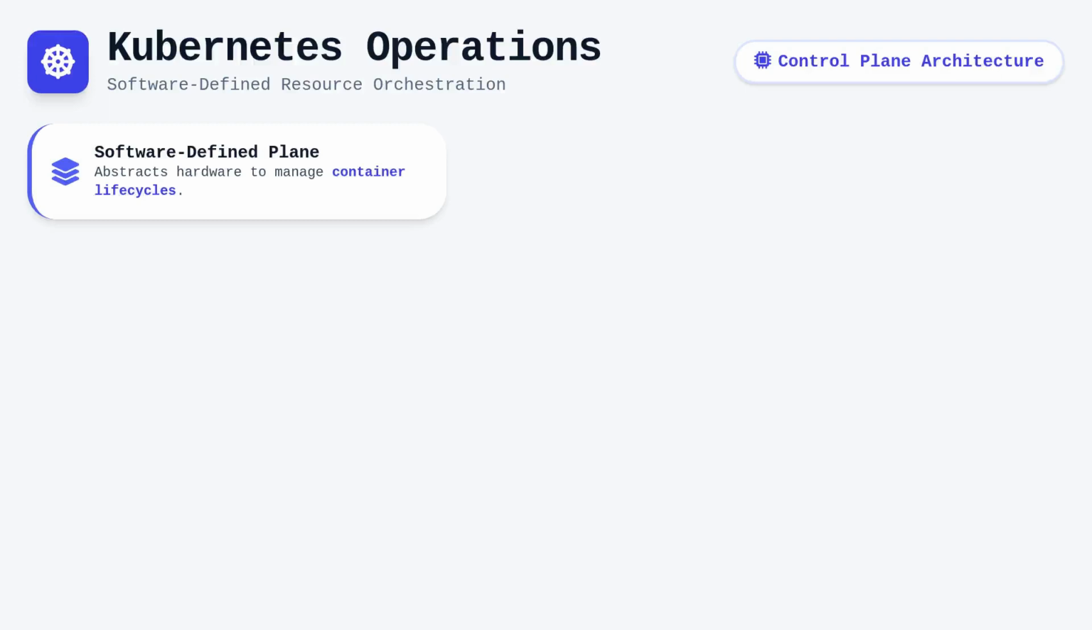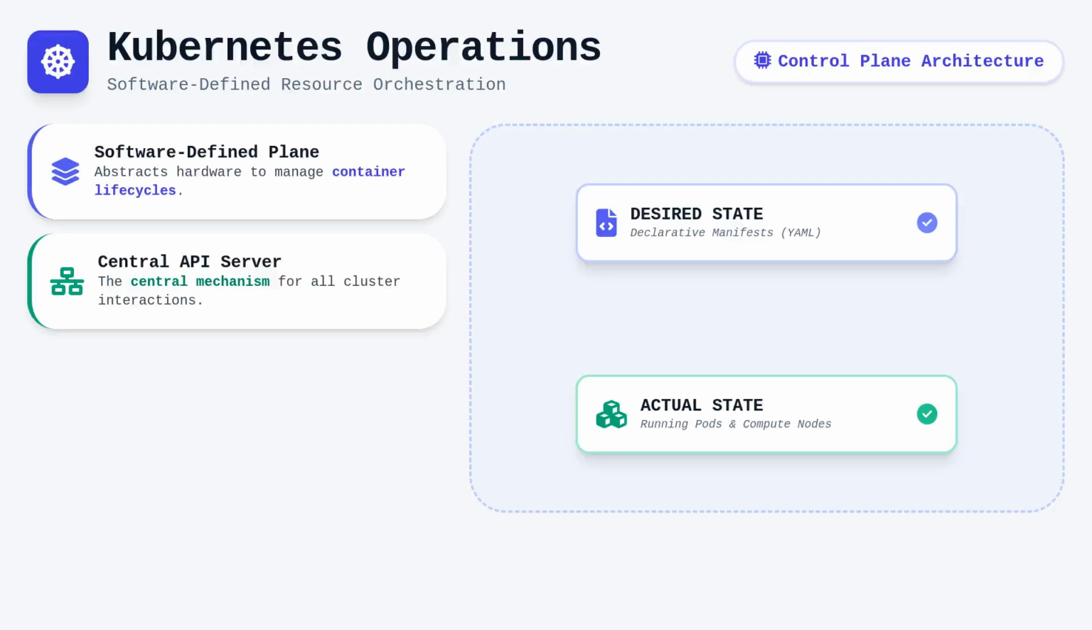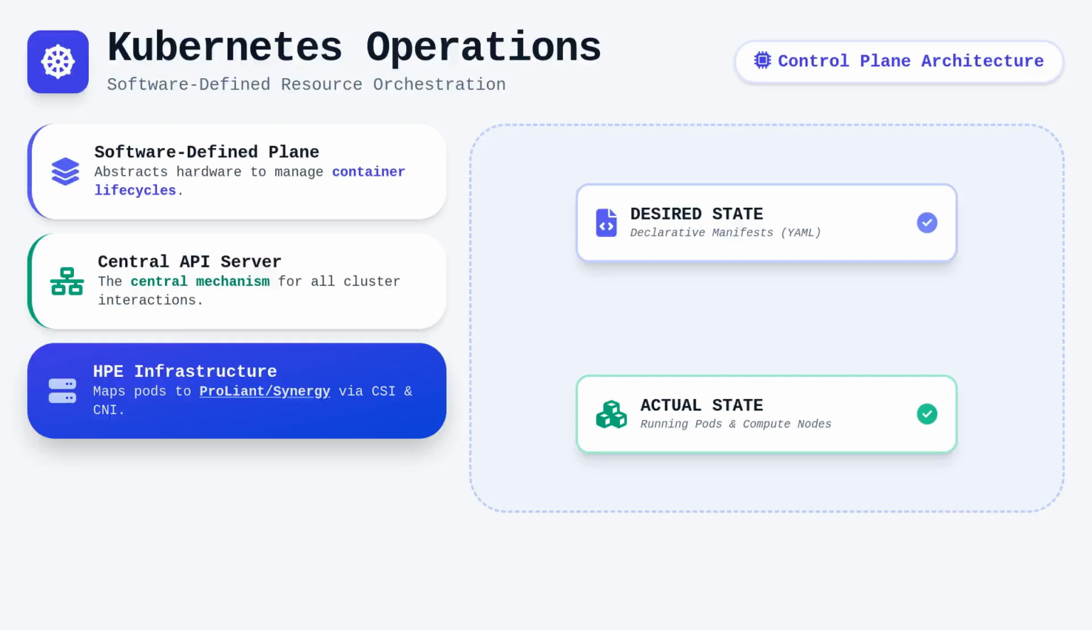At the core of these operations, we find the API server, which acts as the central control mechanism for all cluster interactions. When you deploy a workload, you are not merely placing a process on a server. You are interacting with a declarative model, where the cluster constantly reconciles the actual state of your environment against the desired state defined in your manifests. For an HPE specialized environment, this integration often involves mapping these logical pods and controllers to physical ProLiant or Synergy compute resources through specific container storage interfaces and container network interfaces.